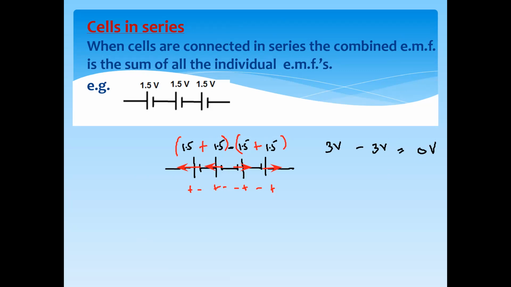Is it clear how we combine the result for cells connected in series? Any doubt till this point?